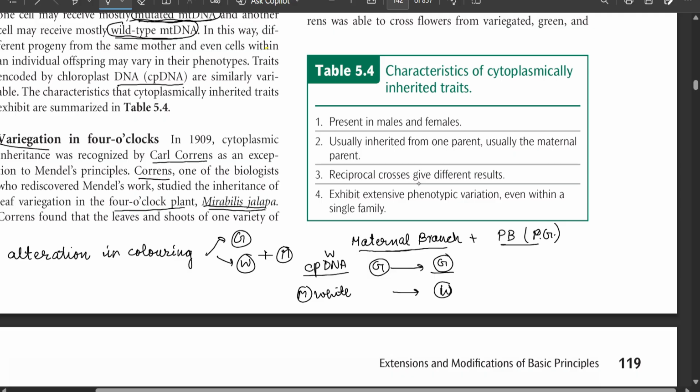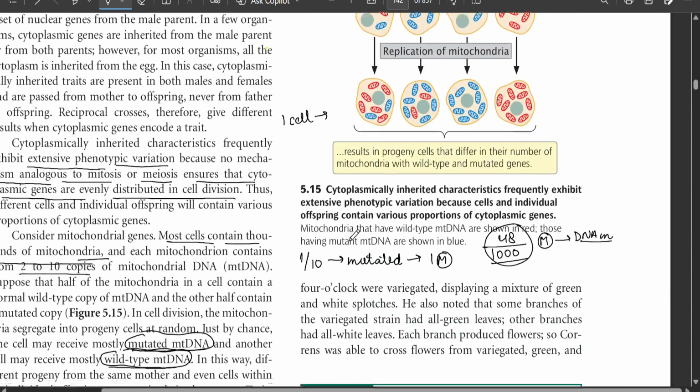And suppose there is another case where there is a variegated maternal branch. At that time some of the progenies will receive the green colored cpDNA which can code for the green pigment, and some of the progenies will get the type of cpDNA which is coding for the white pigment. So here we can get altered progenies. It is as simple as that, the case of cytoplasmic inheritance which was observed by Carl Correns in 1909 in the 4 o'clock plant, also referred to as Mirabilis jalapa.